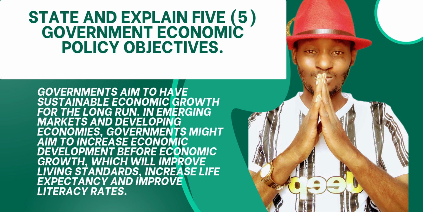State and explain 5 government economic policy objectives. Governments aim to have sustainable economic growth for the long run. In emerging markets and developing economies, governments might aim to increase economic development before economic growth, which will improve living standards, increase life expectancy, and improve literacy rates.